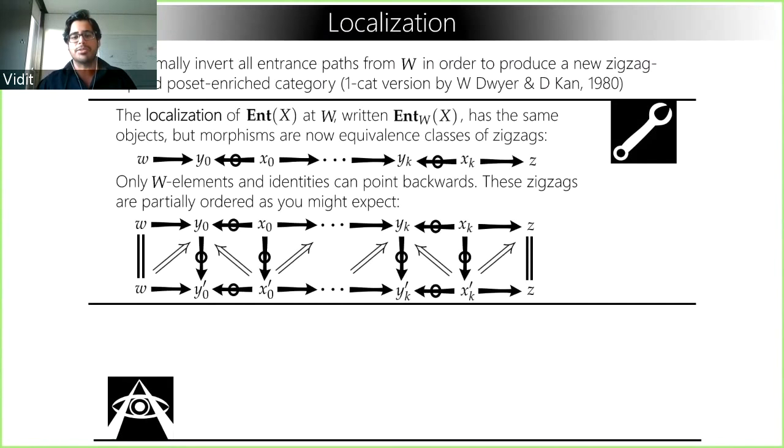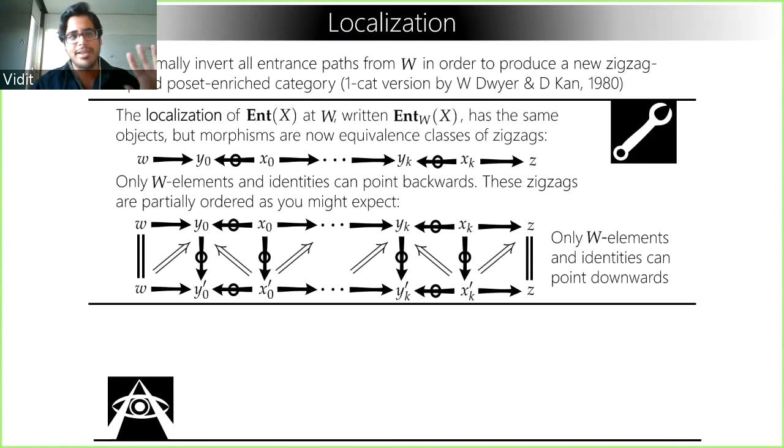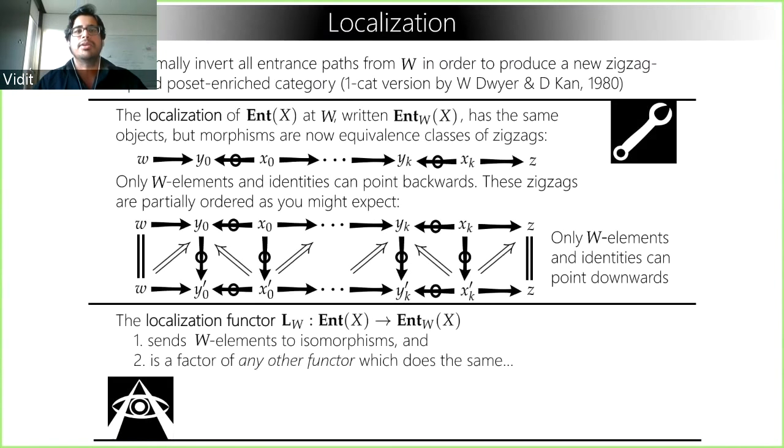So this is what I promised you. I told you that if you have one gradient flow path from a critical cell to another critical cell, and another one, you should be able to decide when one is less than the other. And this is the partial order relation. Again, only identities or elements of W are allowed to point backwards. So this is a standard construction called the hammock localization of a category. But again, it's very concrete, and it comes with a nice property. The property is as follows.